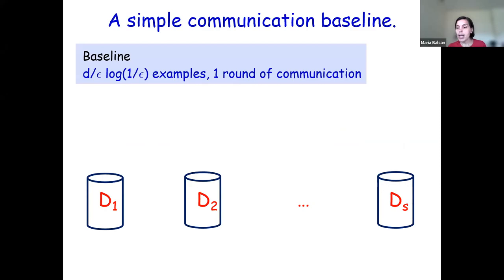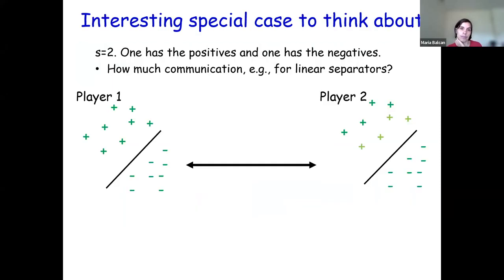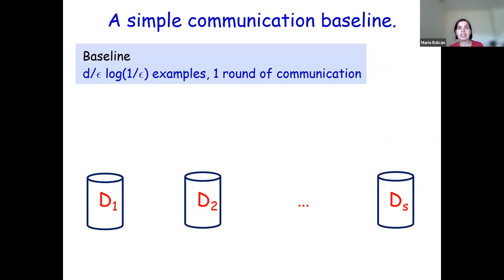Good. So now let's think about some simple baselines. What would be simple baselines that we then want to beat? Based on what we've talked about in the previous lectures, we could have a simple baseline where we learn in these distributed settings by using only d over epsilon, log one over epsilon examples that are communicated. So we can use just one round of communication and only that many examples, and then output a classifier that has error at most epsilon. So this is the baseline that we want to beat.